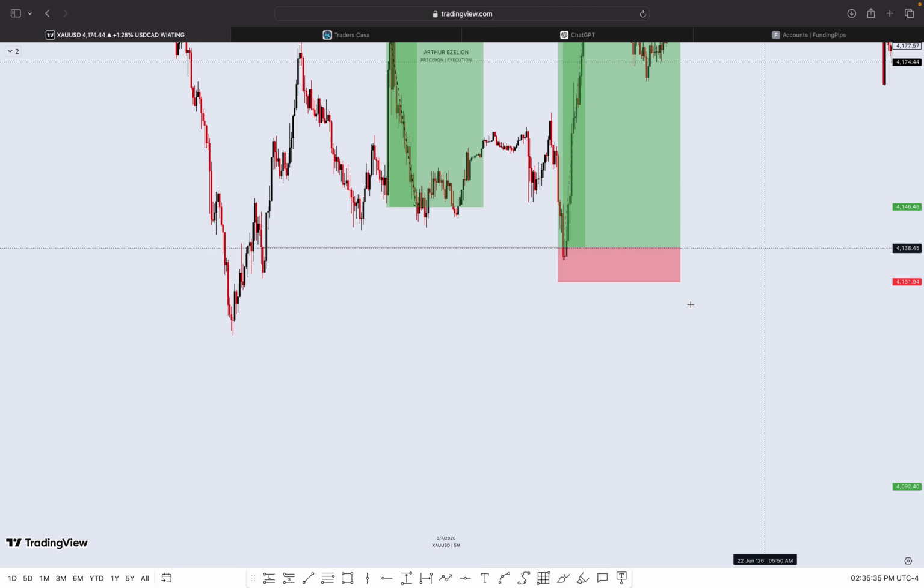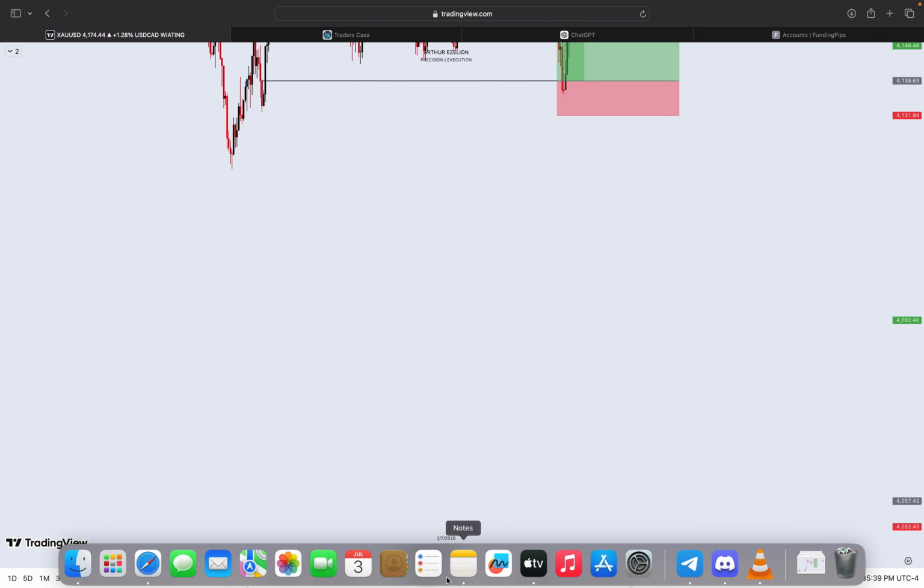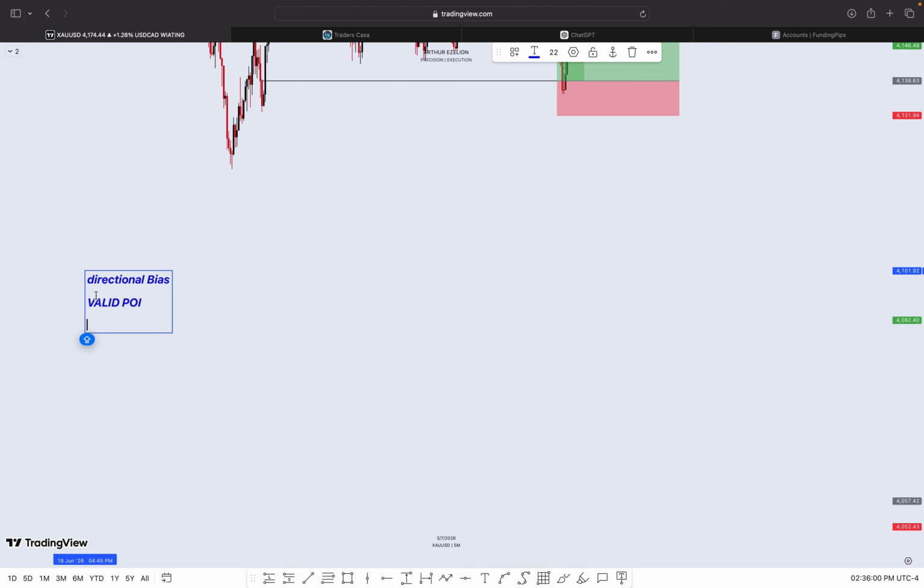So what are the rules? The rules are that we are looking for a directional bias and a valid POI, right? Now let's skip to the part of the directional bias. If you guys don't know how to find your directional bias, basically finding directional bias is just repeating the same entry model on the higher time frame. If it's still not clear for you, I have a dedicated video. But let's jump over to the entry model, which is the focus of this video.